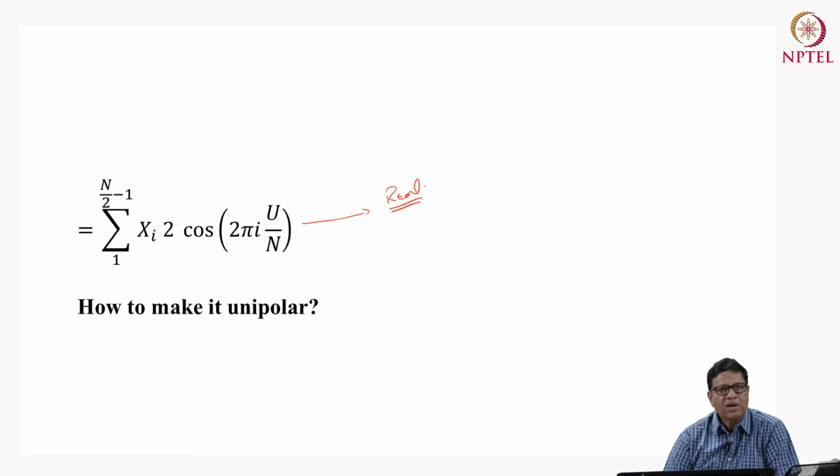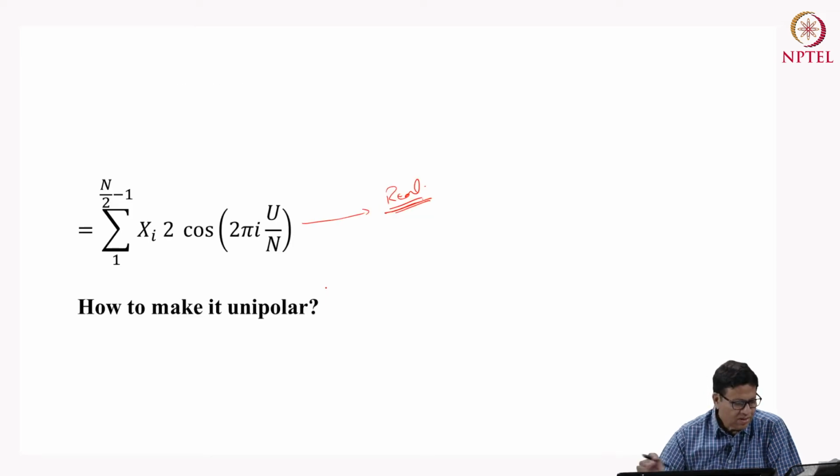So by invoking Hermitian symmetry and x0 is equal to xn by 2 is equal to 0, we have made it real. So right now the signal is real, but it is bipolar. So we need to again do some trick to make it unipolar. Then we are all set to give it to the optical transmitter having LED or laser. So how to make it unipolar?